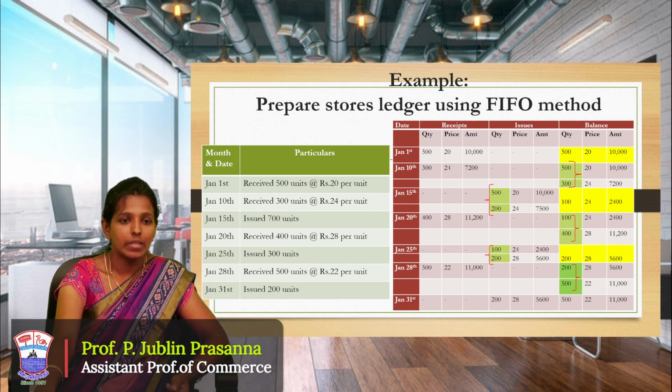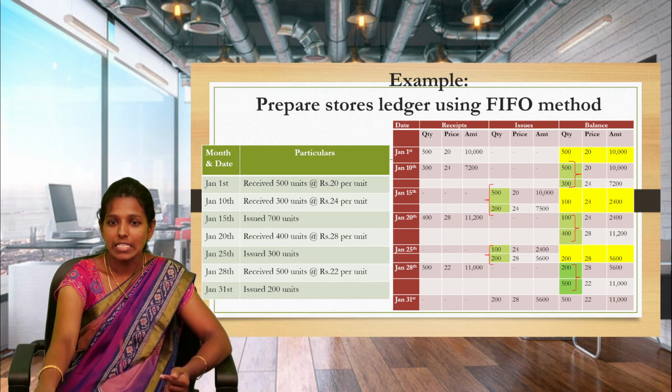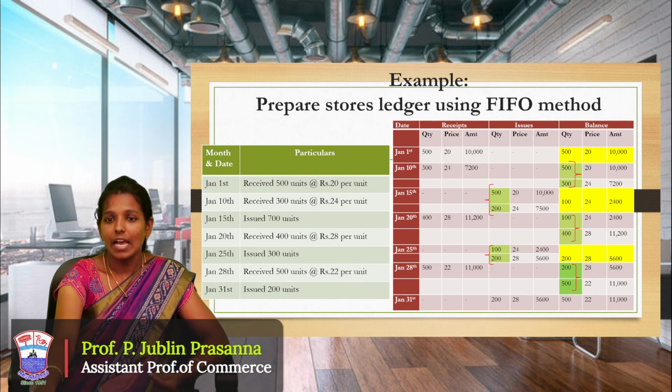So on 1st January I received 500 units at the rate of rupees 20. As I have already recorded in the receipts column, I record the receipt quantity as 500 units, the price of rupees 20 and the amount goes to 10,000 rupees. So as on 1st January, my balance will be 500 quantity, price of 20 and the amount will be 10,000 rupees, which is clearly given in yellow color.